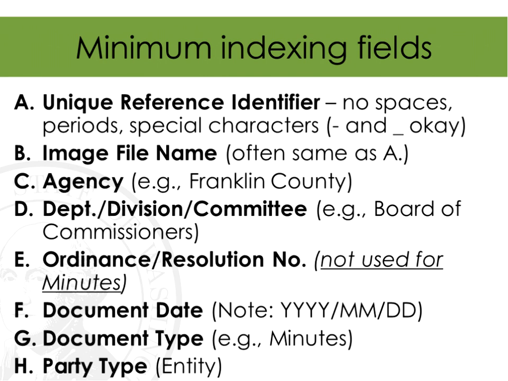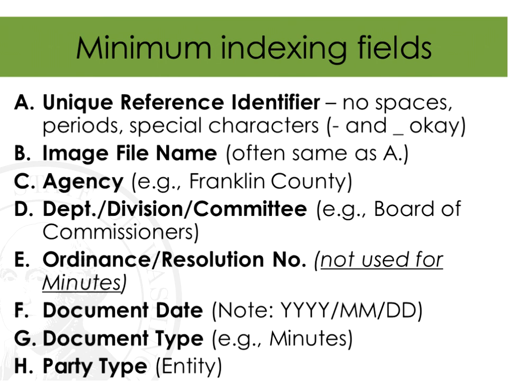The first one is a unique reference identifier. Every image needs to have a unique identifier, a unique file name to it. And that cannot contain any spaces or periods or special characters like exclamation point or ampersand or things like that. Though the dash and that little underline, those are both okay as characters, but those are the only special characters that you can use. The image file name very often will be the same as your unique reference identifier. You can have it be different if you like, but in most cases we see when agencies are transferring, A and B end up being the same information.